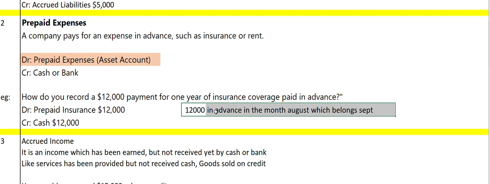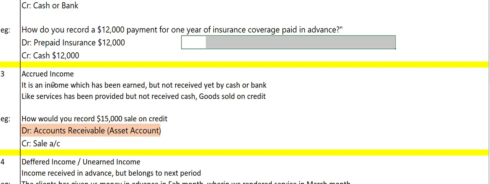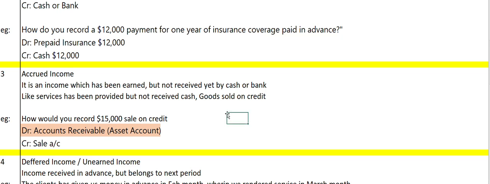The third one is accrued income. It is income which has been earned but not yet received by cash or bank. Understood? Like a service has been provided but cash not received, or goods sold on credit. That means you have provided a service but you haven't received cash. You have made a sale but you haven't received the cash. So that means goods sold on credit.